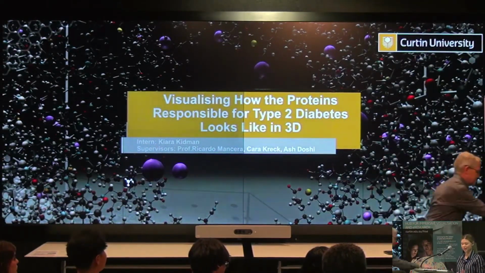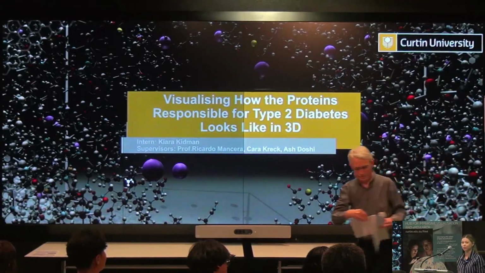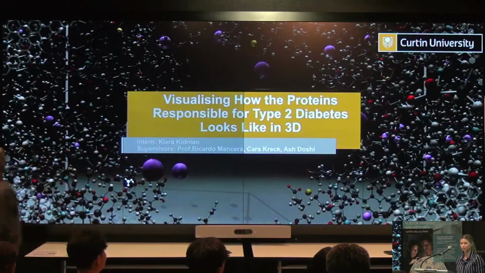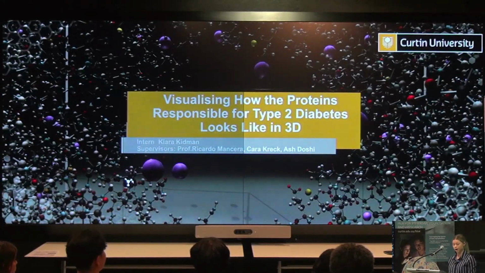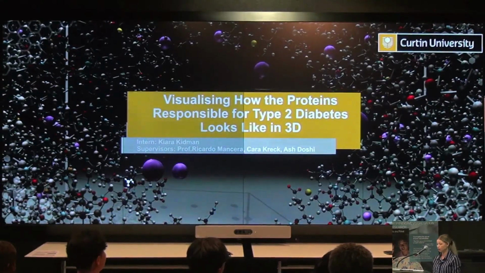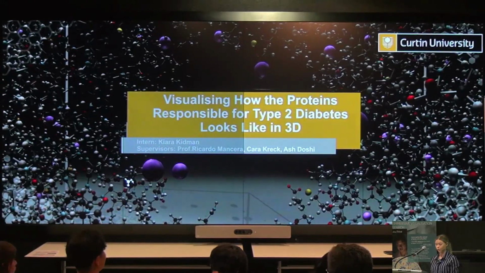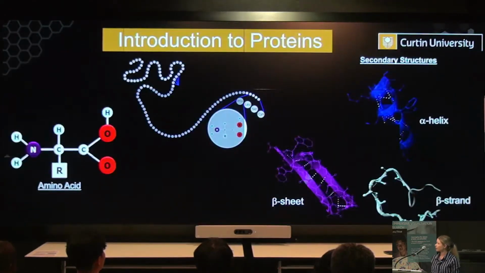Hi everyone, my name is Kiara and my project was visualising how the proteins responsible for type 2 diabetes look in 3D. The aim of this project was to highlight how advanced visualisation techniques provide the best environment to study a protein's molecular structure and the interactions which occur within and between these molecules. To achieve this, I used immersive stereoscopic three-dimensional visualizations of a protein known as amylin, which is responsible for type 2 diabetes. Now let's begin with a brief introduction into proteins.